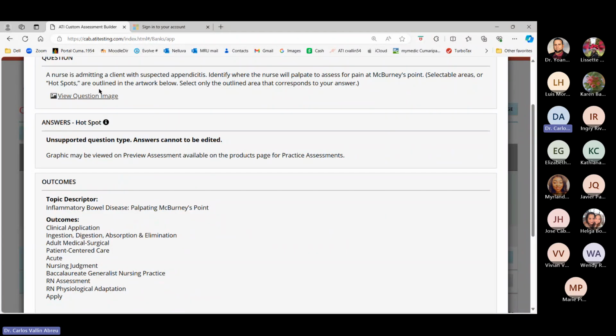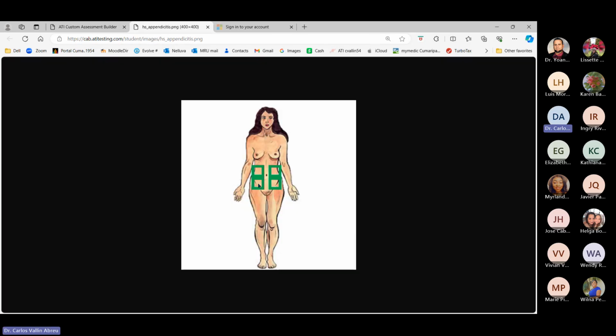A nurse is admitting a client with suspected appendicitis. Identify where the nurse will palpate to assess for pain at McBurney point. Hotspot image. Okay, so you are going to click here in the right lower quadrant, okay, in the right lower quadrant.